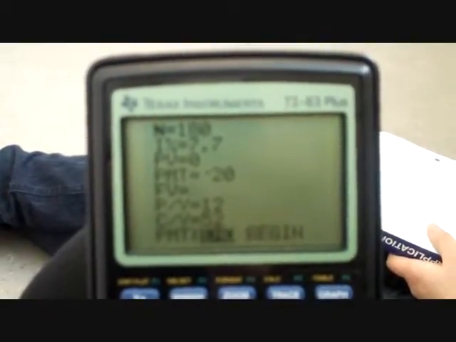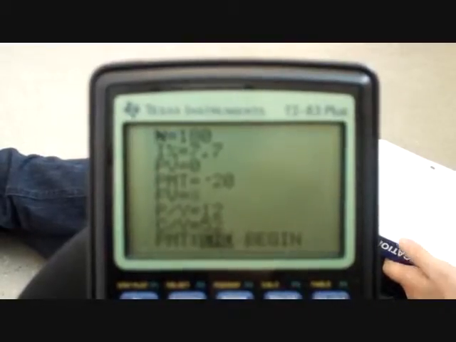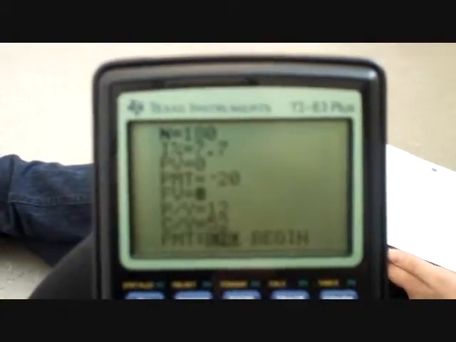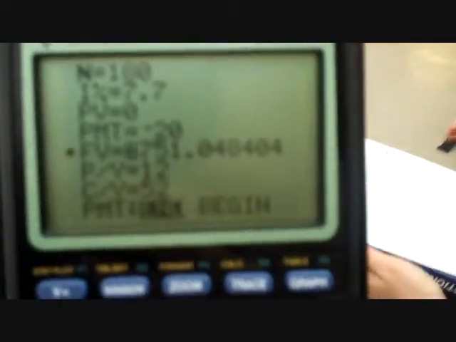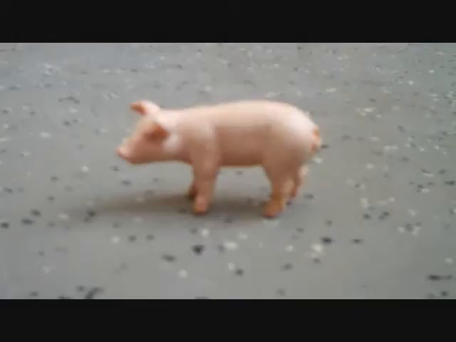Finally, to find FV, go to the FV place and press alpha, enter. And you get your answer. Therefore, Sonia only has $6,751.05. So no, she will not have enough money to buy the new birdhouse.